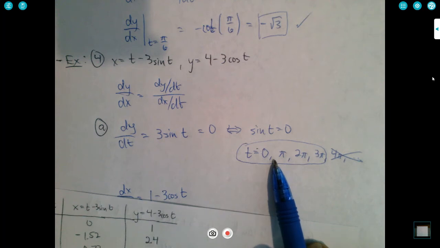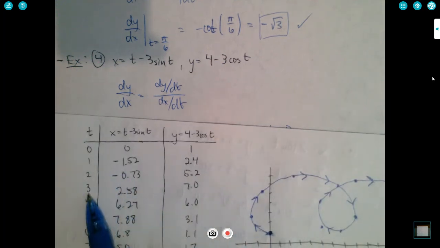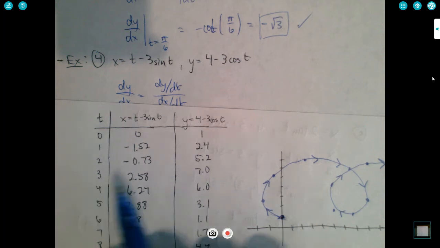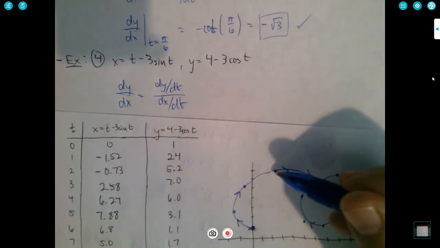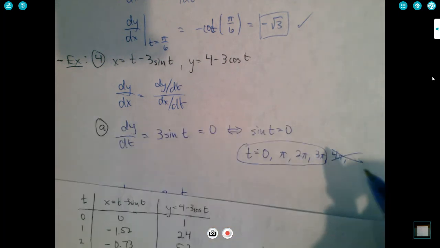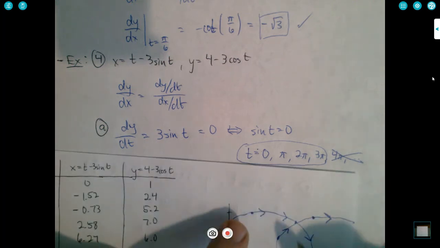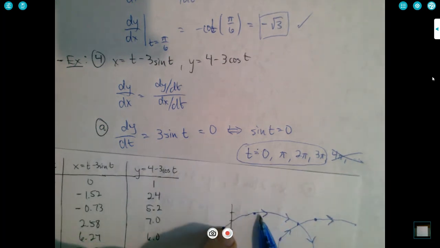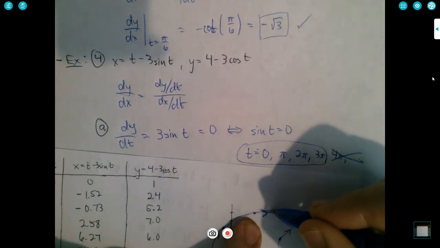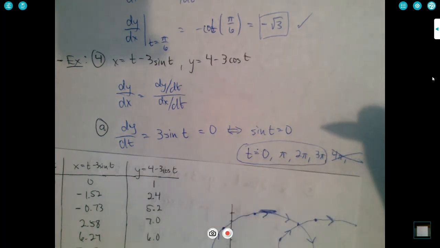At time pi, that's like 3.14, so somewhere between t equals 3 and t equals 4. So 1, 2, 3, 4. So somewhere between these two. Oh, 1, 2, 3, 4. Got it. Yes, that makes more sense. So somewhere between these 2 points in time, it's flying horizontally, right, at about 3.14.